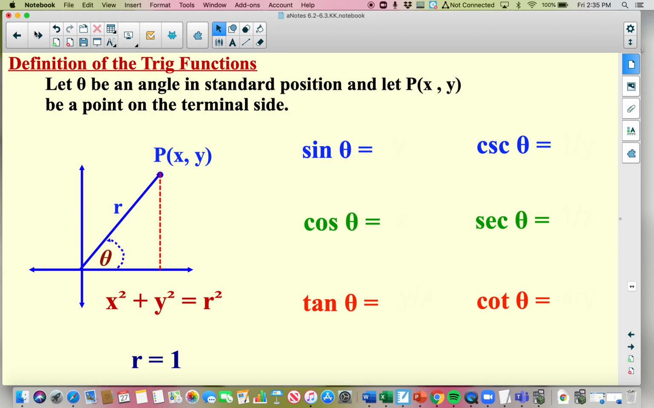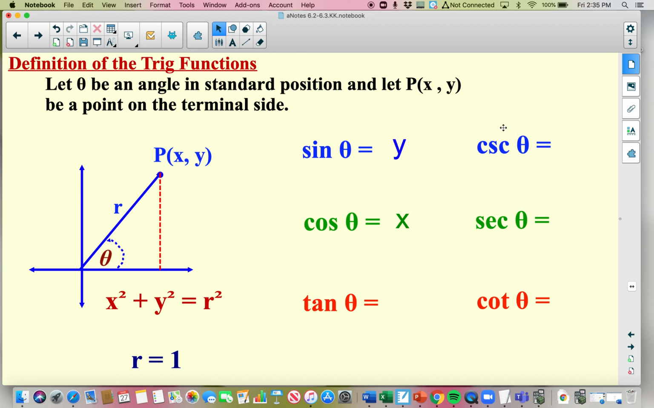All right, up next, quick reminder. When you have an angle in standard position with a terminal side, if it's a unit circle question, x squared plus y squared equals radius squared, and on a unit circle, your radius would be 1. The sine and cosine values are x and y. So your sine is y, your cosine is x.